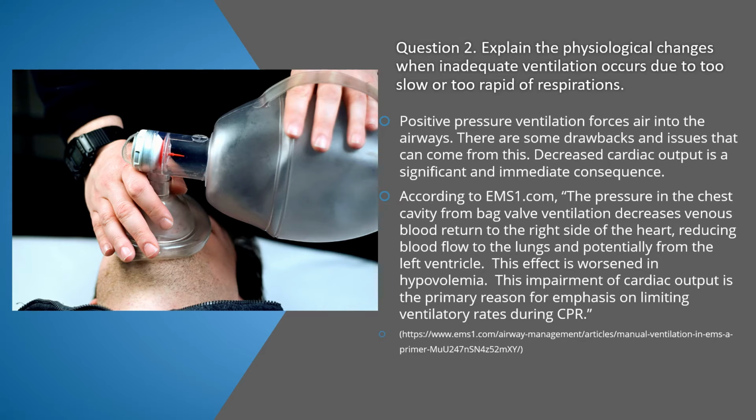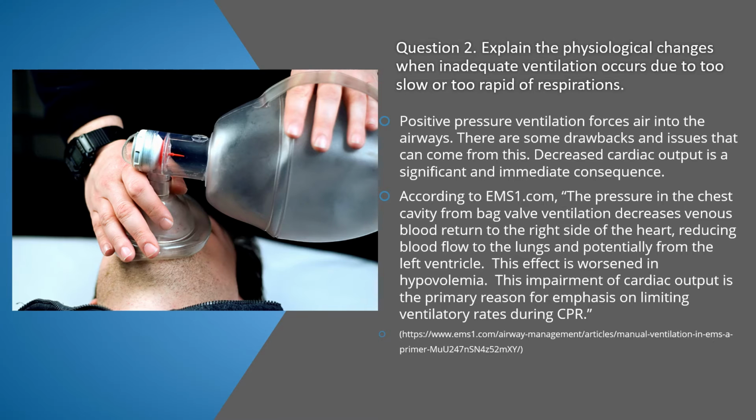Question number 2, explaining the physiological changes when inadequate ventilation occurs due to too slow or too rapid of respirations. Positive pressure ventilation forces air into the airways. Some issues that can come from that would be decreased cardiac output. It's a pretty significant and immediate consequence. On EMS1.com, I chose to just quote it rather than trying to reword it.